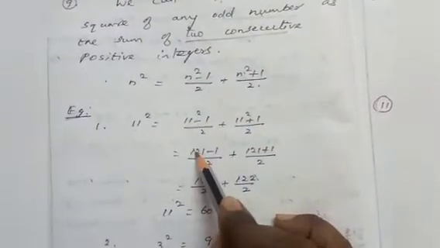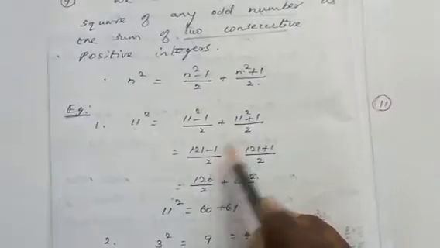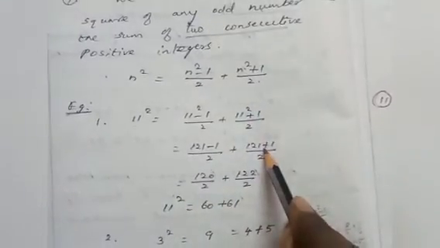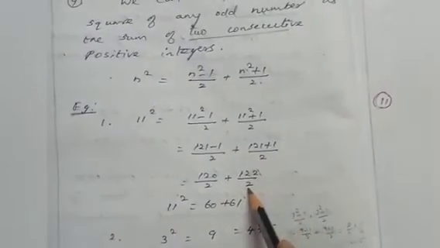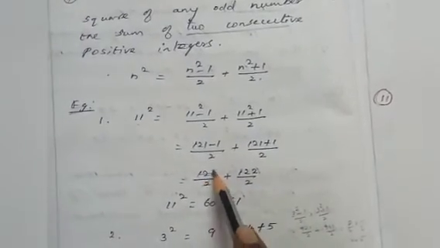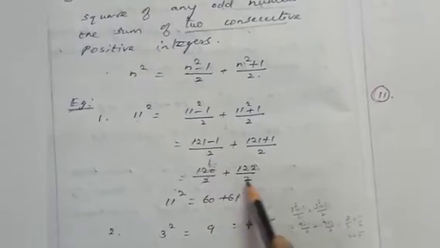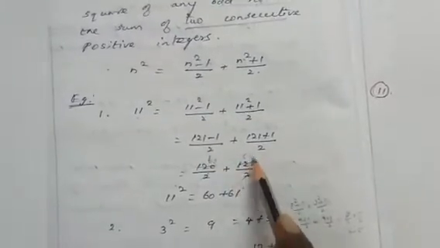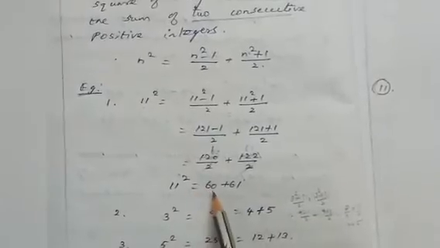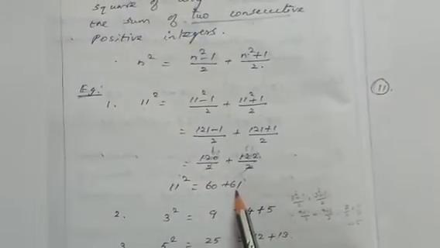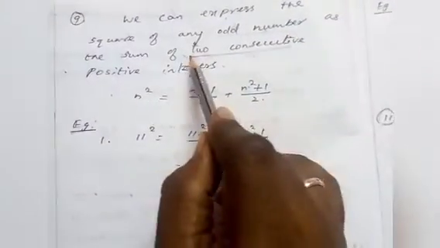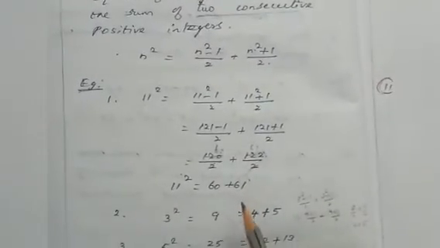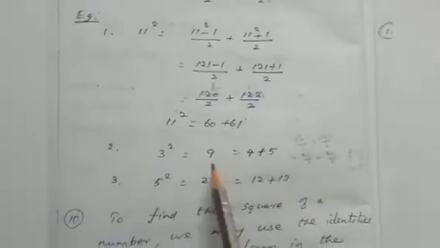So 11 squared is 121, minus 1, divided by 2, plus 121 plus 1, divided by 2. So 120 divided by 2 plus 122 divided by 2. 120 divided by 2 is 60, and here 61. So 11 squared is equal to 60 plus 61. We can express a square of any odd number as a sum of two consecutive positive integers. So the next example is 3 squared.